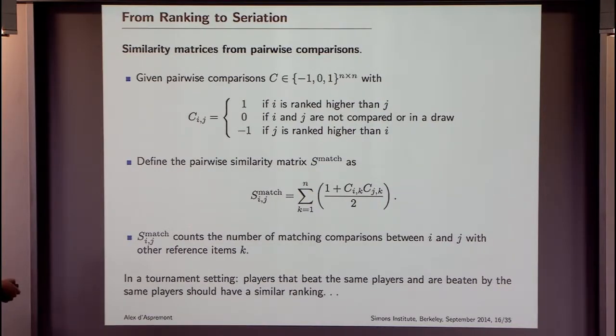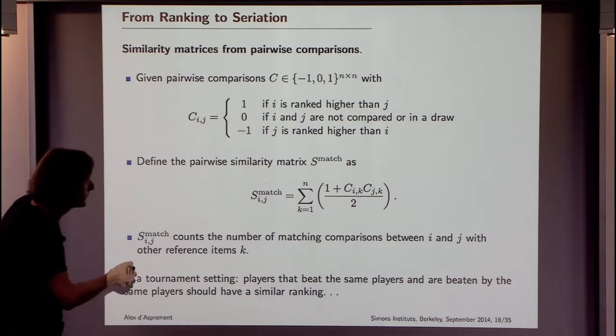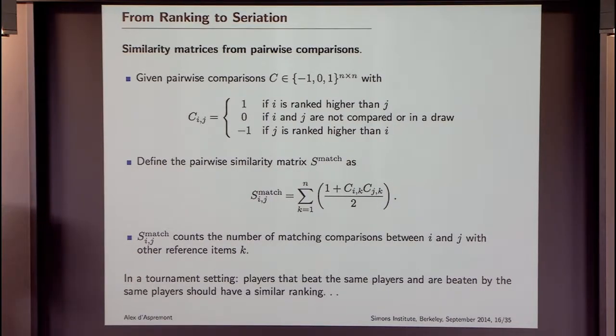And what does this do? Well, it simply counts the number of matching comparisons between i and j with all other reference items k. And the intuition is very simple. You're in a tournament setting. And the idea here is to say that players that beat the same players and are beaten by the same players should have similar rankings. Okay? So that's all you're encoding here. You have your tournament result information, and you're computing a similarity matrix between players based on the idea that two players will be close in the rankings if they are defeated by and beat the same players.